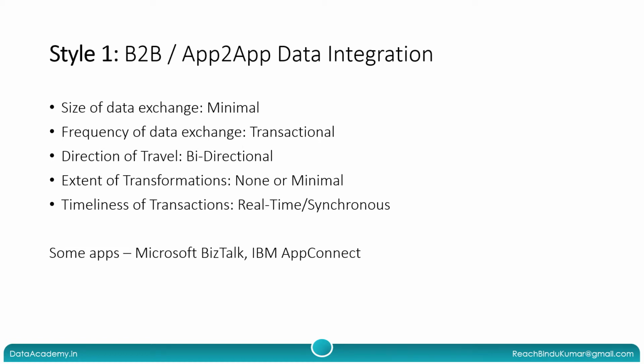The next characteristic is direction of travel, right? In what direction does the data travel? Is it unidirectional or bidirectional? In this style 1 of B2B data integration, it's clearly bidirectional data transfer, right? Trivago is sending some data to Marriott, and Marriott is then sending back some data to Trivago. So the data is traveling both ways, hence bidirectional.